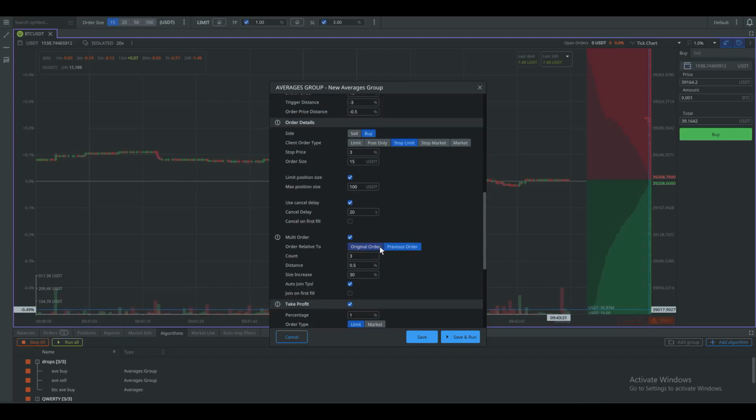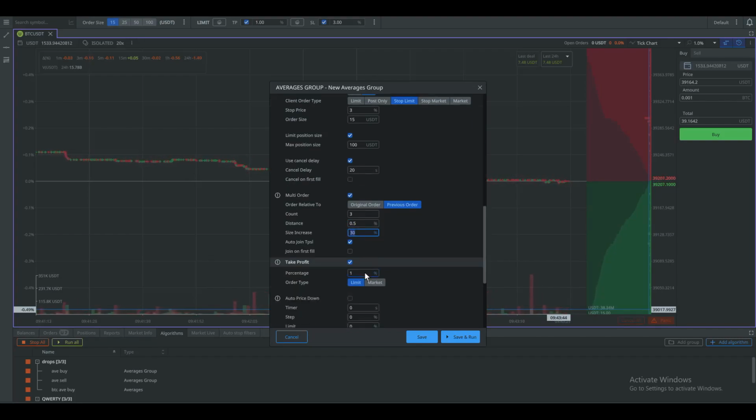The function can be enabled or disabled. Orders is relative to sets if the size of orders placed by multi-order function will increase relative to the initial order or relative to each previous order. Count sets the number of orders placed. Distance sets the distance between each of several orders. Size increase sets the order size increase between the orders set by the algorithm.